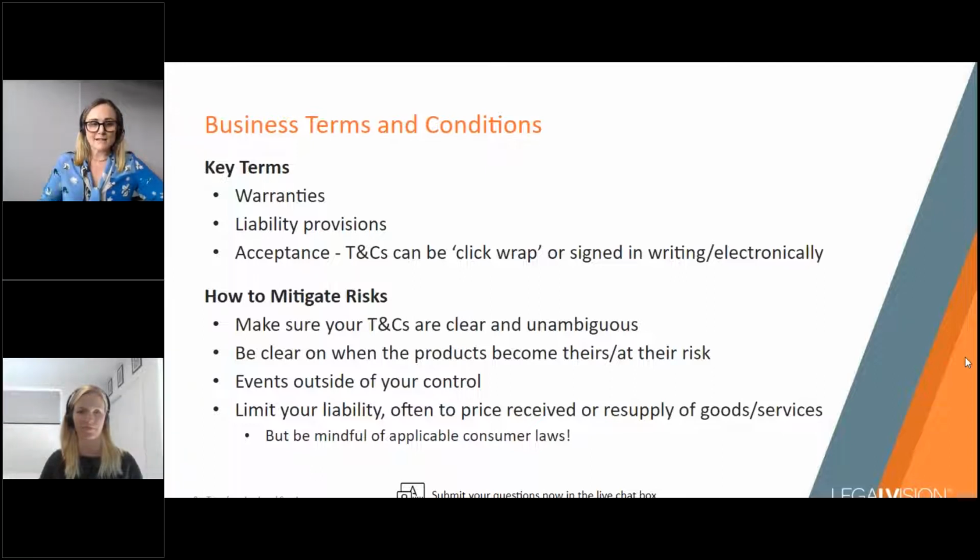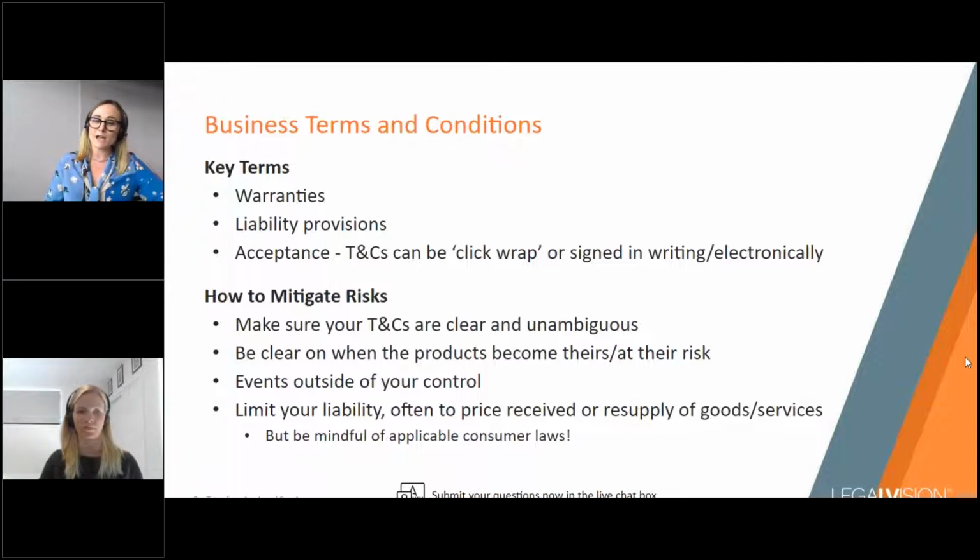It's important to mitigate your risks when entering into consumer contracts or customer contracts. So be really clear on your terms. It's important that they're clear and unambiguous, such that in the event there is a dispute, you know exactly what the contract says. Also important to be clear on when products become the customer's. So when does title and risk pass in the goods that you're supplying?